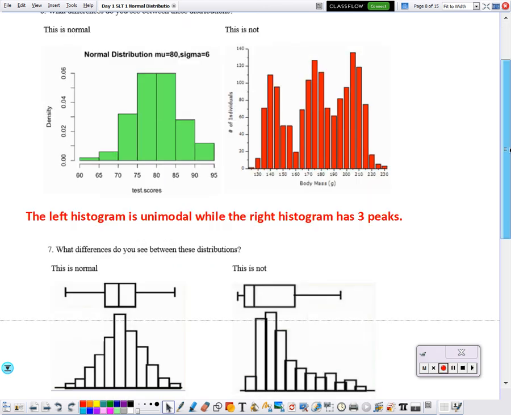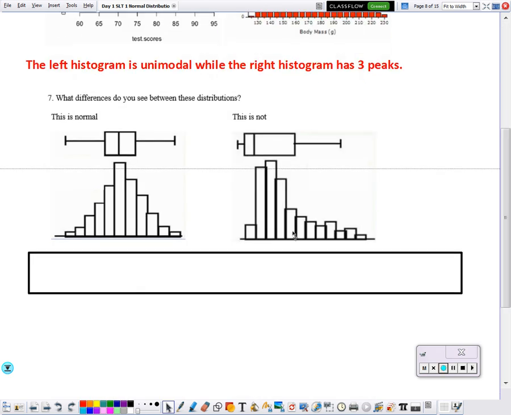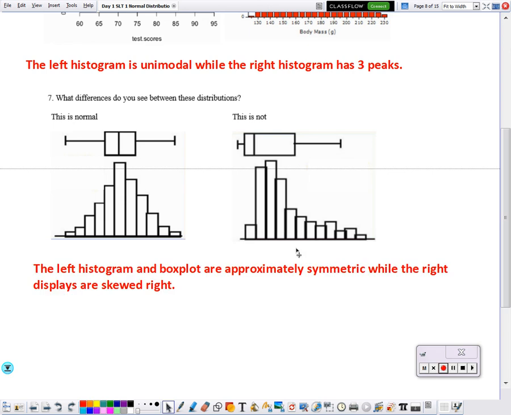Okay, so now we've got some box and whisker plots in addition to our histograms. So that's a fun time. I notice the box and whisker plot is symmetrical, but the one that is skewed to the right, the box and whisker plot, is spread out on the right.